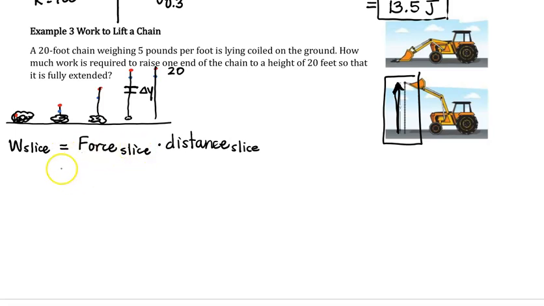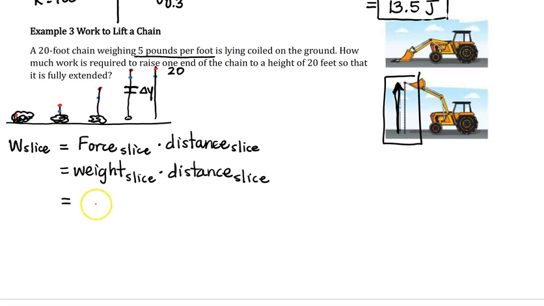So for the force, we're thinking of force as weight. Let's figure out how much that slice weighs. Well, the slice is delta y units long, and they tell us that the chain weighs 5 pounds per foot. So we have 5 pounds per foot. For every foot, we have 5 pounds. Well, how many feet do we have? We have delta y feet because that's how long that slice was. So that gives us the weight, because notice that feet and feet cancel out and we're left with simply 5 delta y, and that is in pounds.